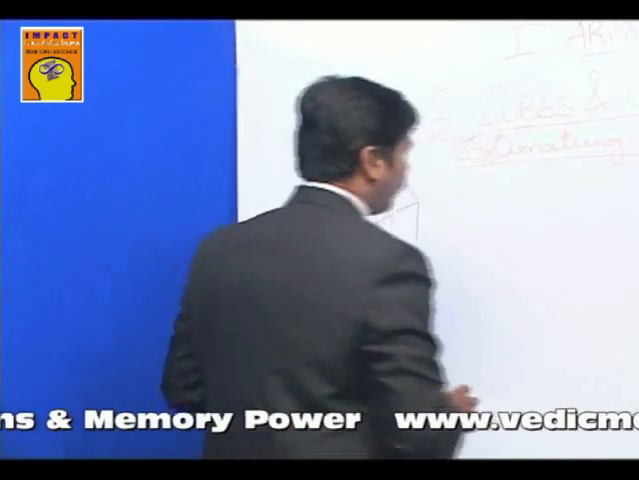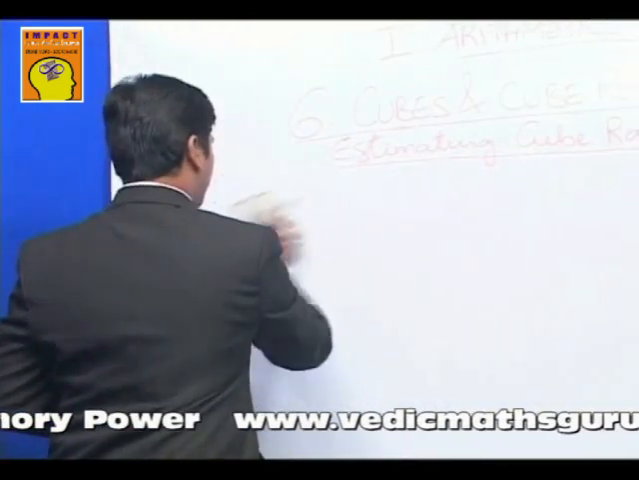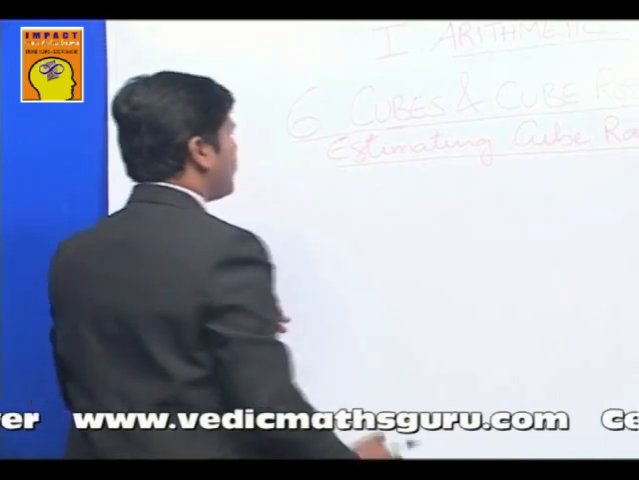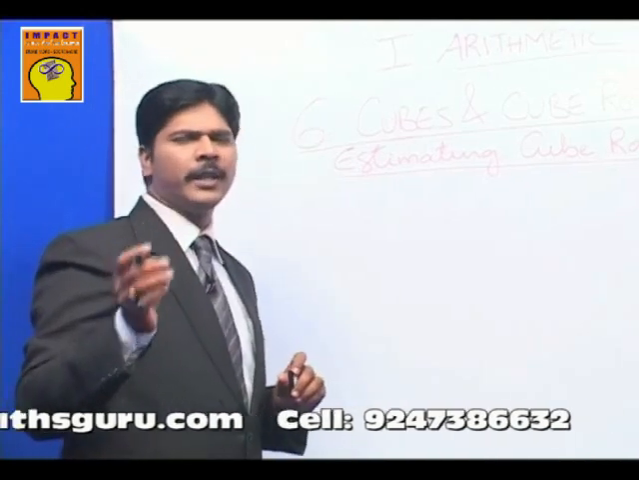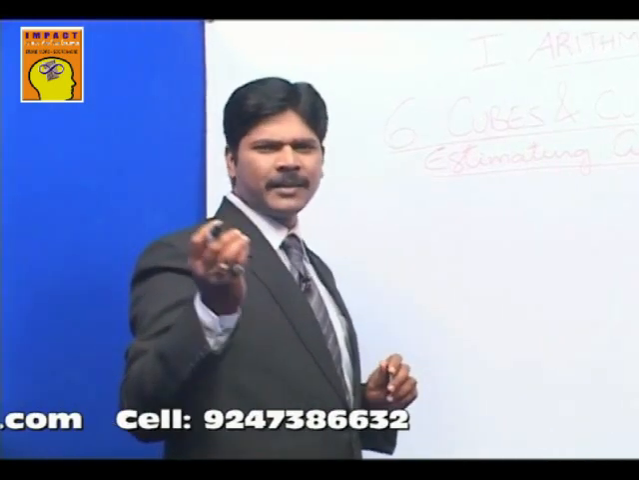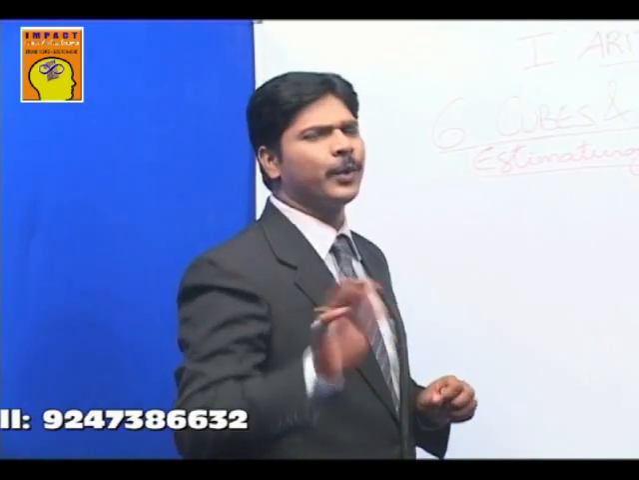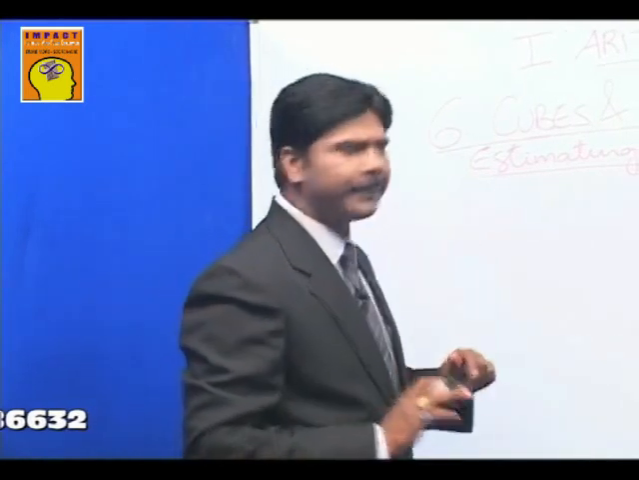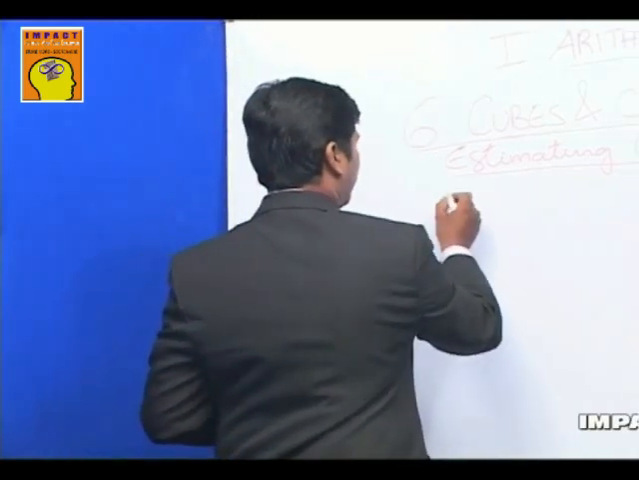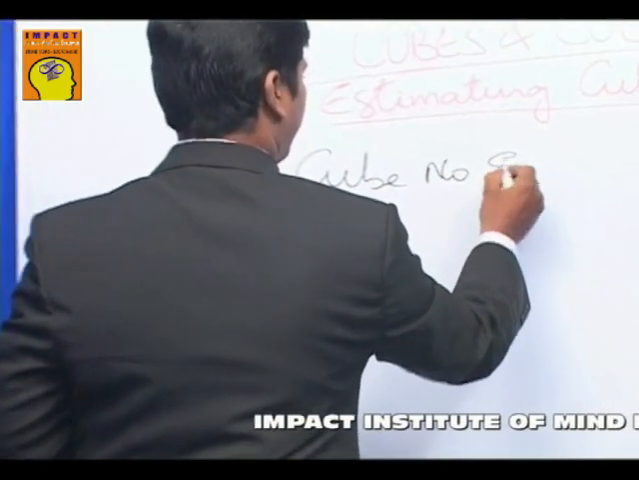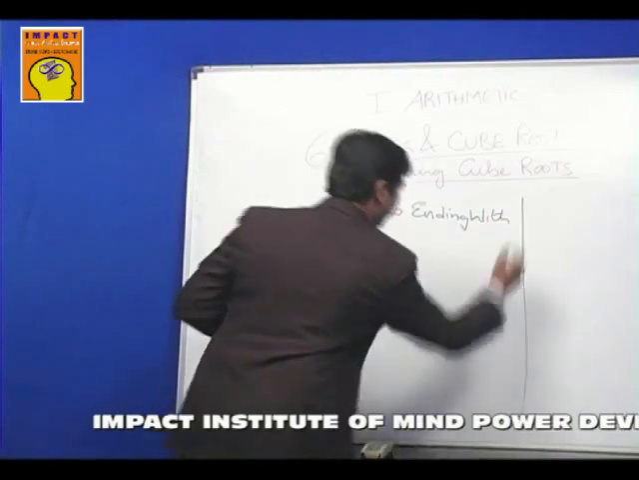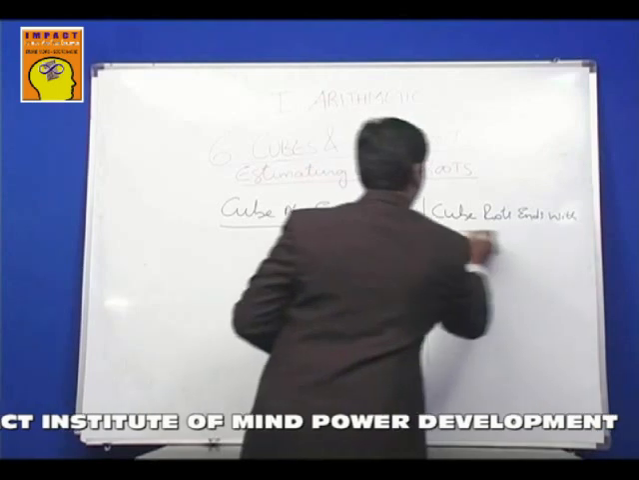Here is also a small table which you have to remember again. First you learn the table, and it's so easy, so natural, we can learn this table in just about 30 seconds. It's so natural, this particular cube table. On this side write down cube number ending with, and on this side write down cube root ends with.